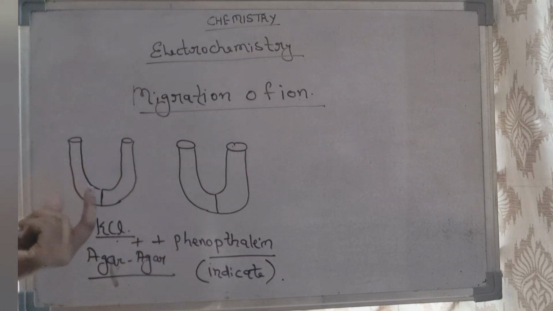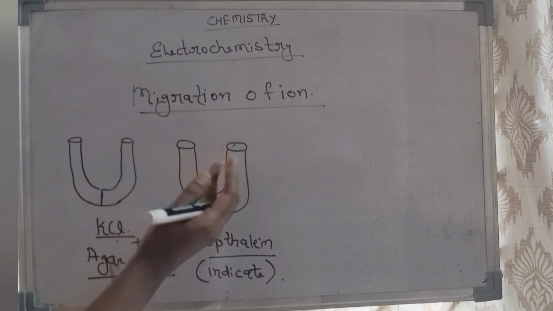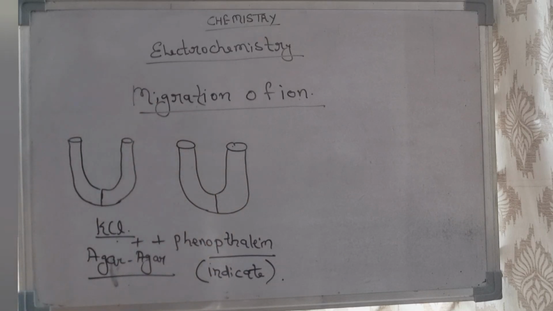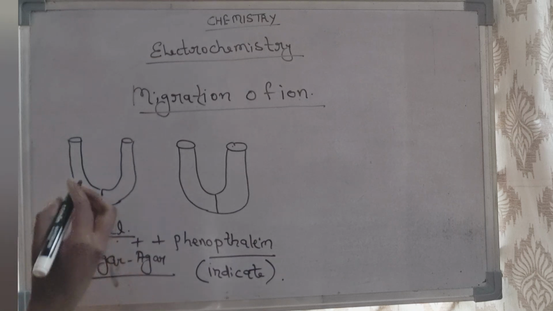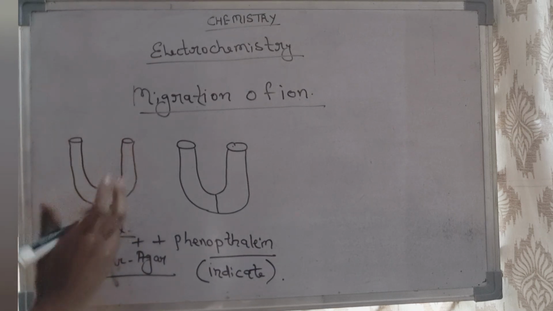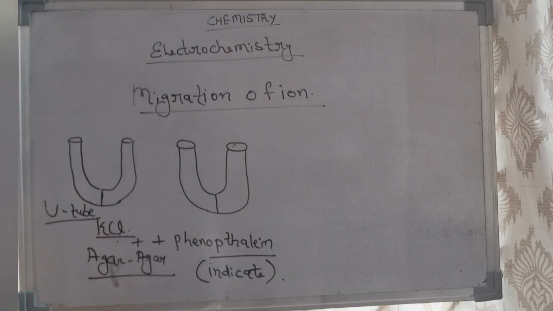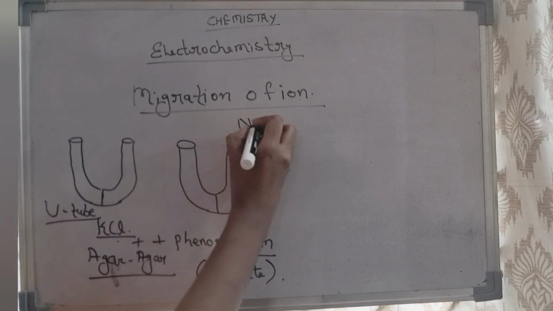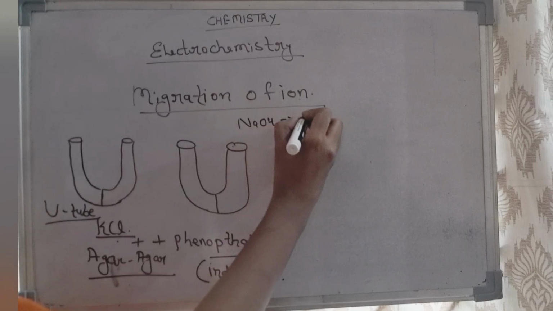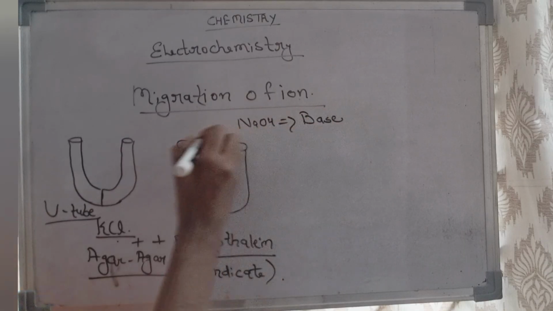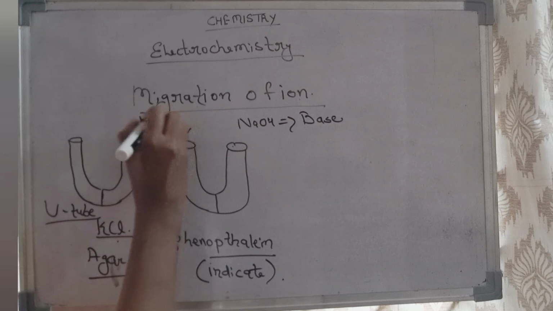Okay, so this is your mark. On one side you have to pour the acid and on the other side you have to pour the base. So this is the first U-tube I have taken, and in this first U-tube I have taken KCl, agar-agar and phenolphthalein. After some time, when it gets semi-solid, then you have to pour the NaOH and HCl. What is NaOH? NaOH is your base. Which base? A strong base. And HCl is a kind of strong acid.